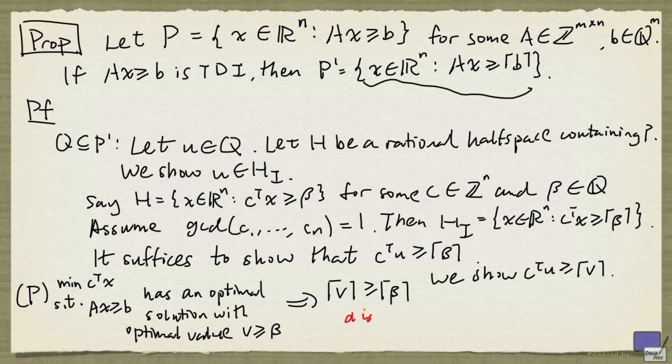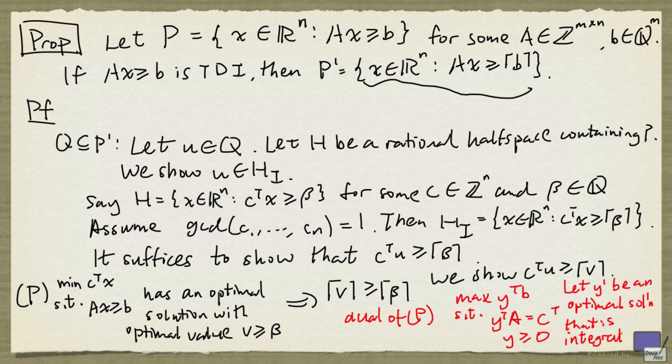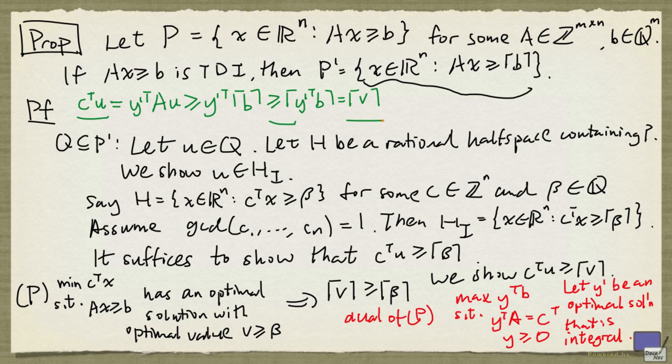Now the dual of P is the following problem. Because this system is totally dual integral, the dual has an optimal solution that is integral. Now we look at C transpose U, which is the same as Y prime transpose times A, and that comes from here, times U. And A times U is at least the ceiling of B, because we assume that U is in Q. And since Y prime has non-negative entries, this is at least Y prime transpose times the ceiling of B. But since the entries of Y prime are non-negative integers, this is at least the ceiling of Y prime transpose times B. But Y prime transpose times B is precisely the optimal value, which is V. And so C transpose U is at least the ceiling of V, and we are done.